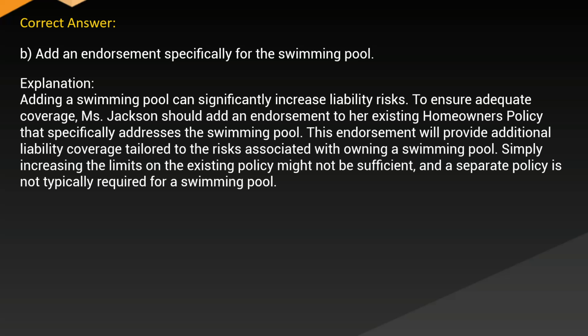Correct answer: B. Add an endorsement specifically for the swimming pool. Explanation: adding a swimming pool can significantly increase liability risks. To ensure adequate coverage, Ms. Jackson should add an endorsement to her existing homeowners policy that specifically addresses the swimming pool. This endorsement will provide additional liability coverage tailored to the risks associated with owning a swimming pool. Simply increasing the limits on the existing policy might not be sufficient, and a separate policy is not typically required for a swimming pool.